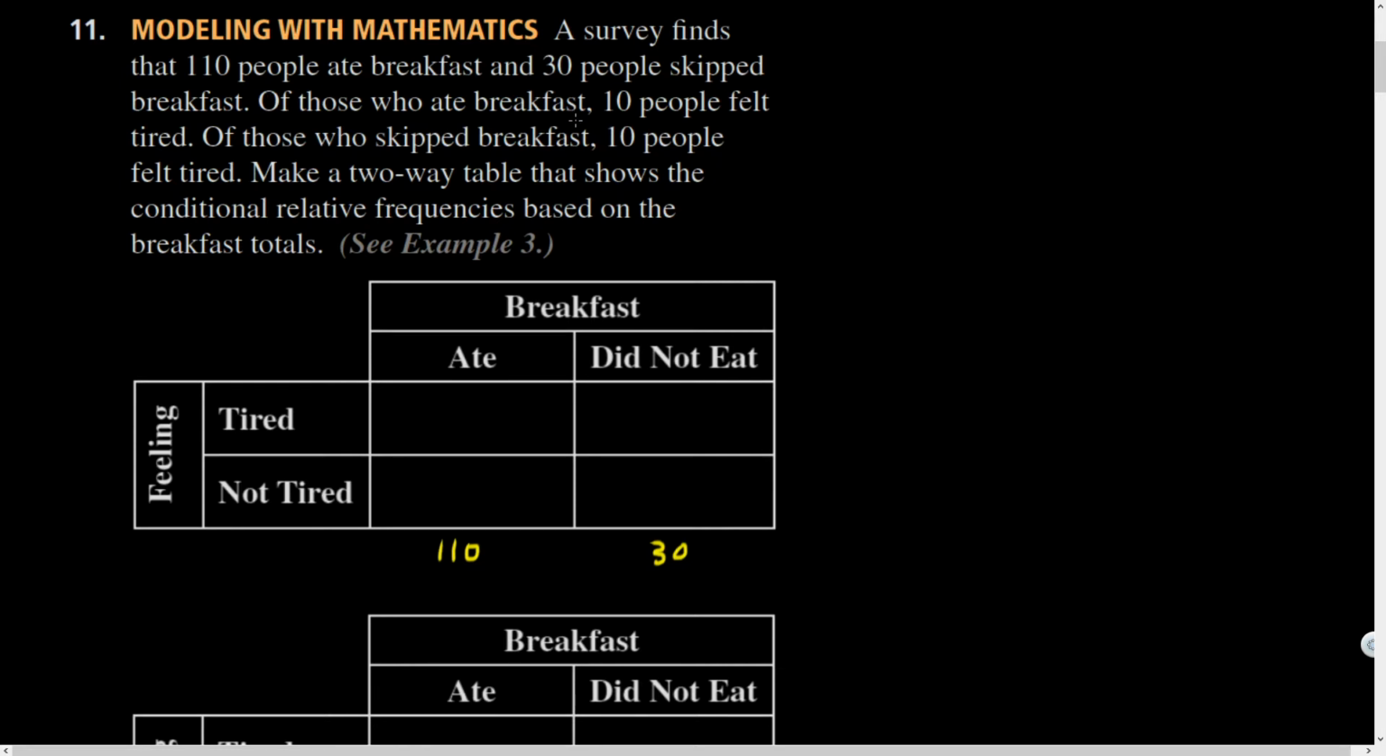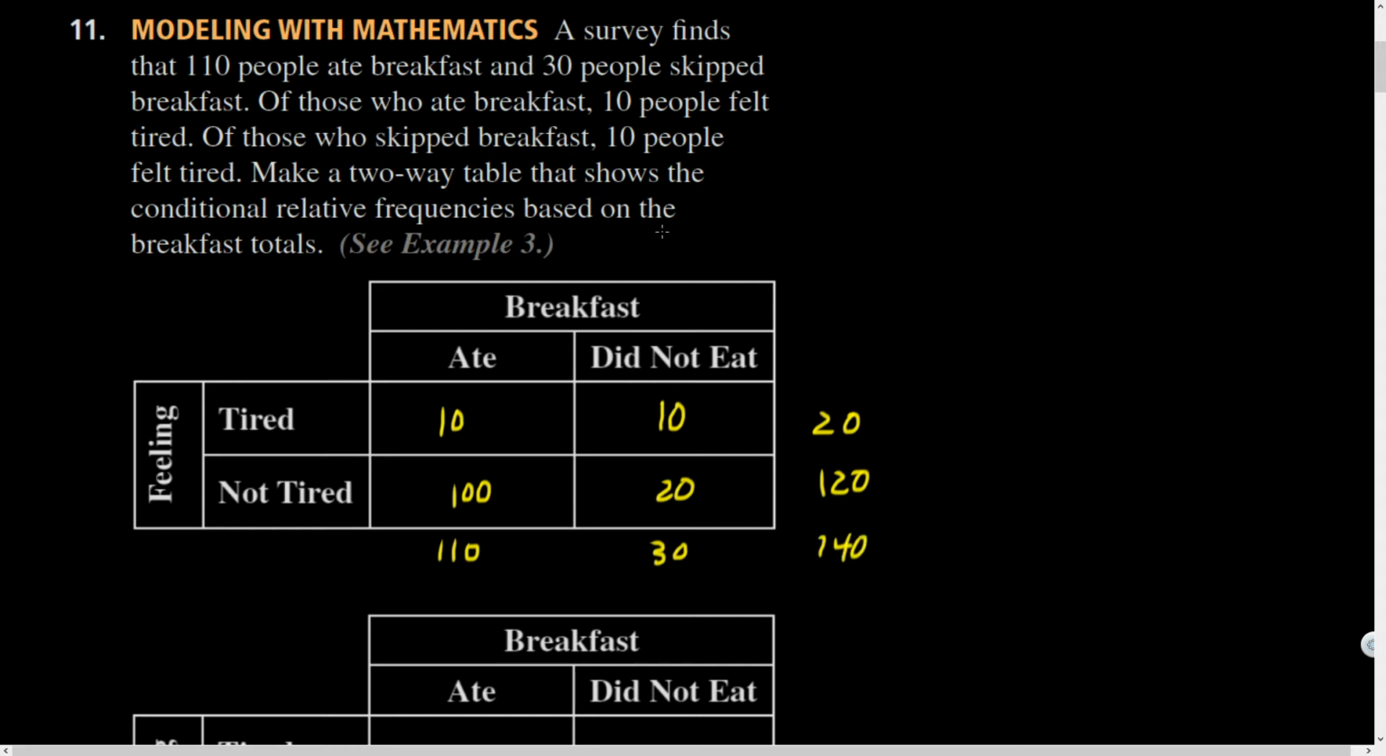Then, of those who ate, 10 people felt tired. So from the 110 column, 10 were tired. And of those who skipped, 10 people felt tired. All right. And so I've got enough to tally across and get the total there. Here, I could figure out the not tired people who ate by doing 110 take away 10. And the not tired people who did not eat by doing 30 minus 10, and getting 20. Add across, I get 120. This is 140, and this is 140 either way.